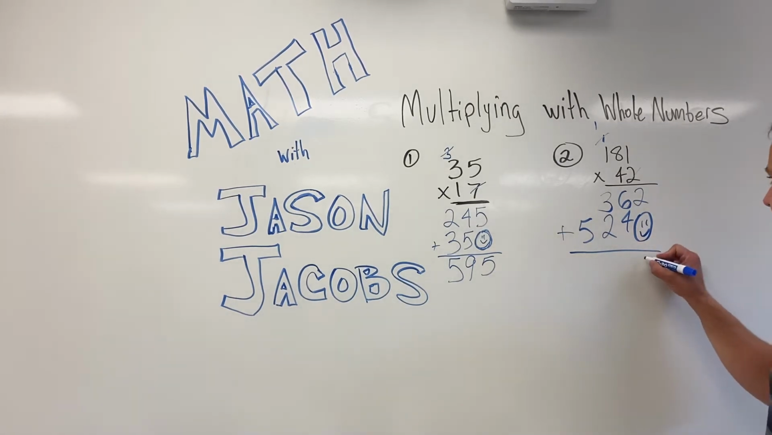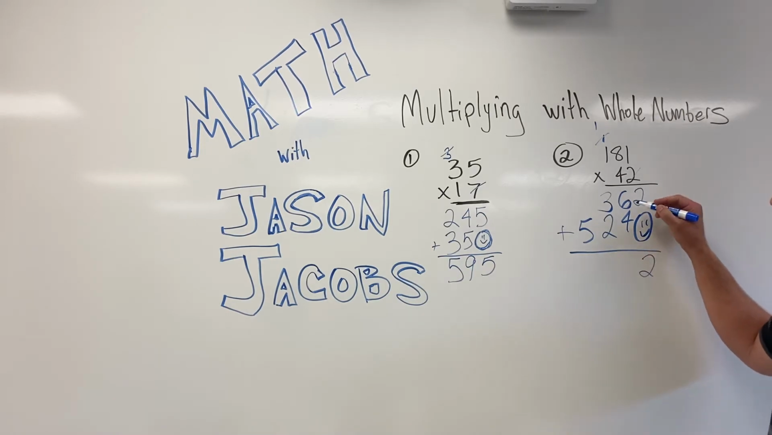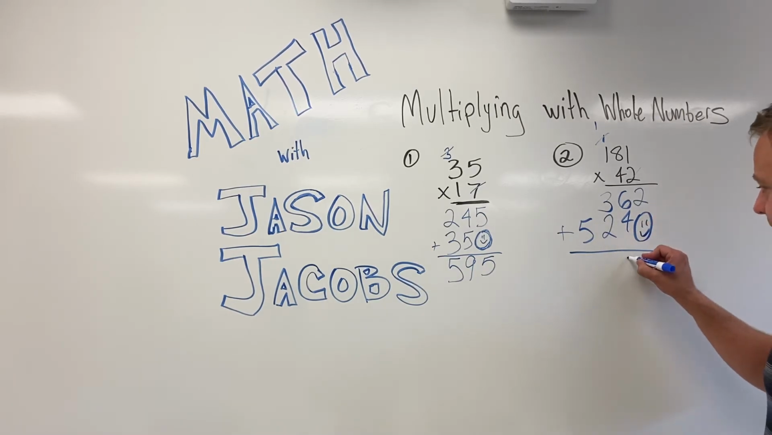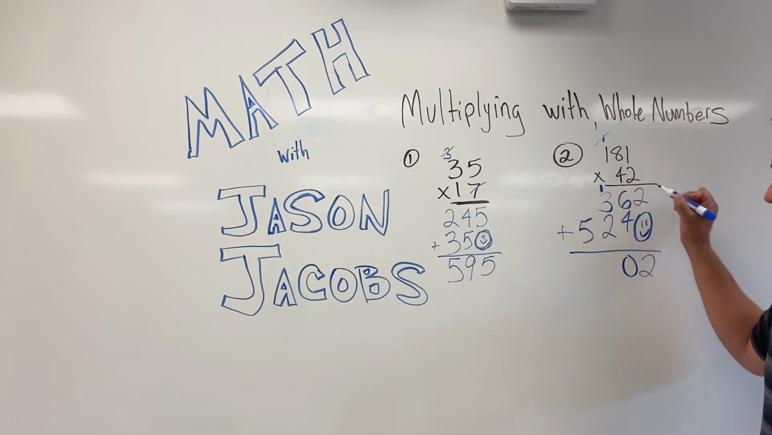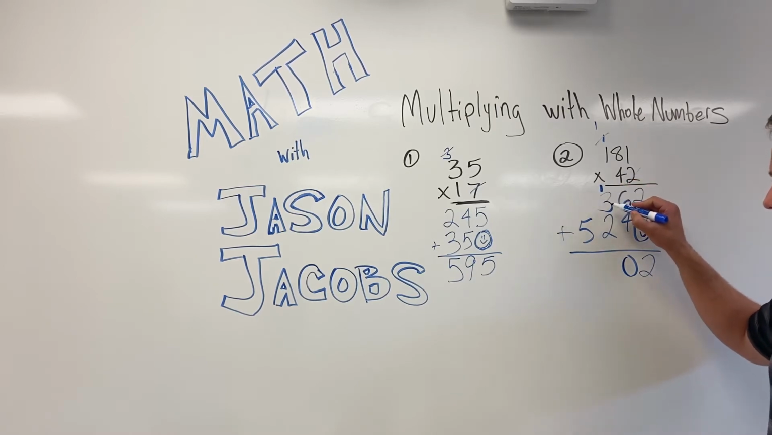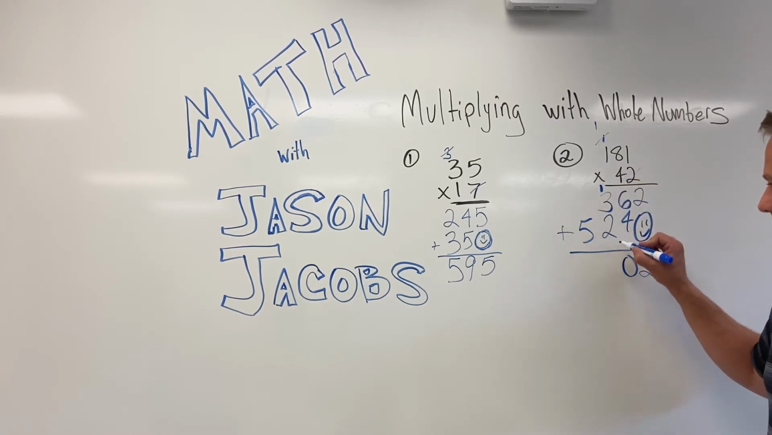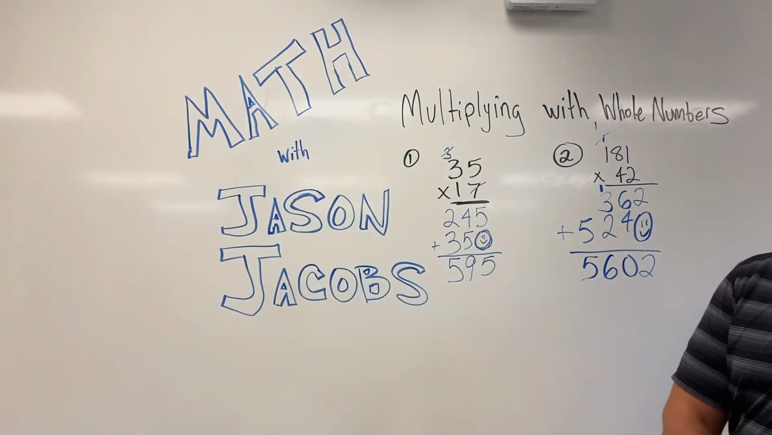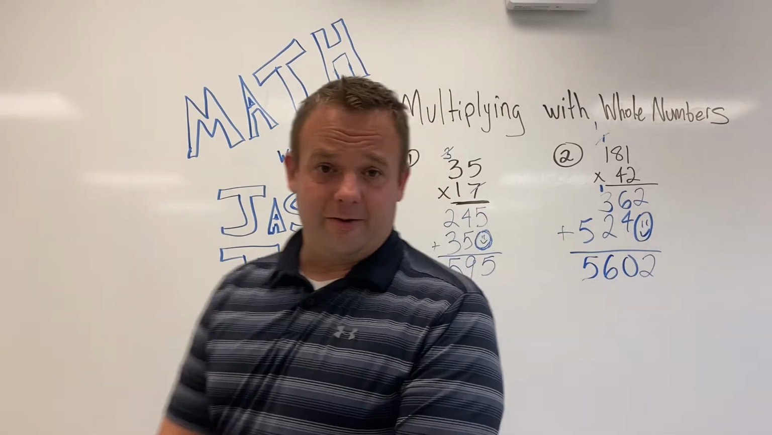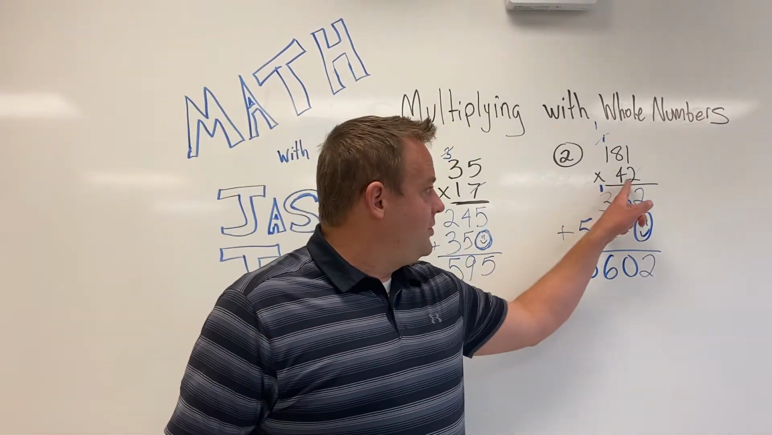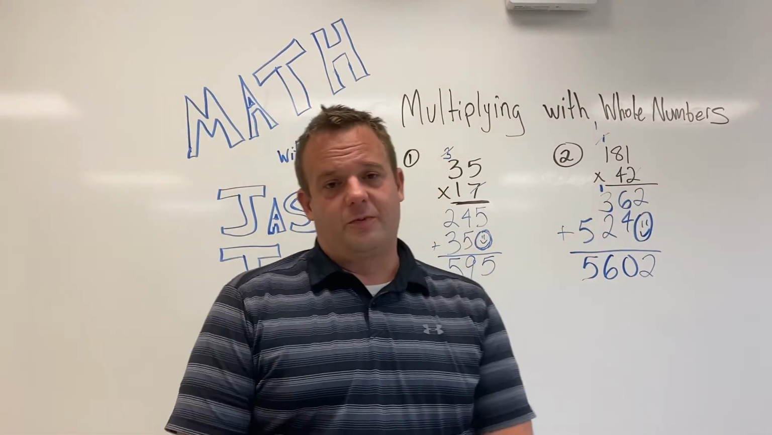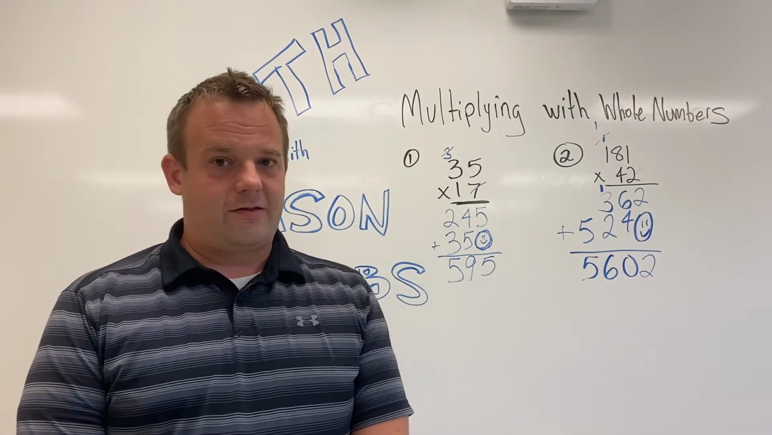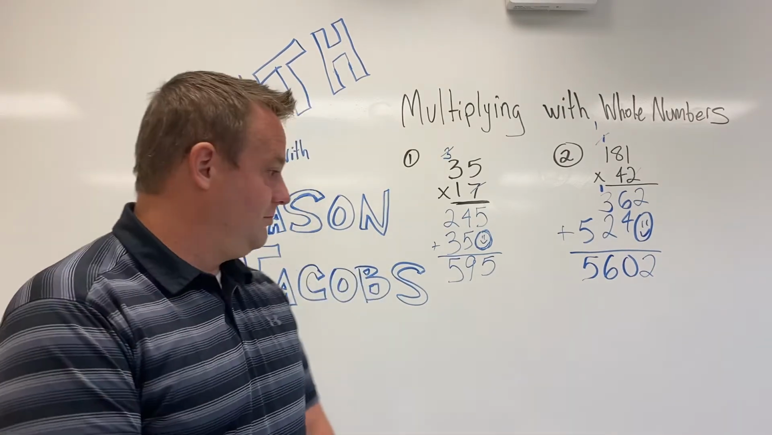So here we go. Here, 6 plus 4 is 10, so the 0 goes here, we carry the 1, and 1 plus 3 is 4, plus 2 is 6, and 5. So 5,602. So when you have two numbers here, you're going to have two partial products. Well, what if you had 3? Well, you want to do a little bonus?